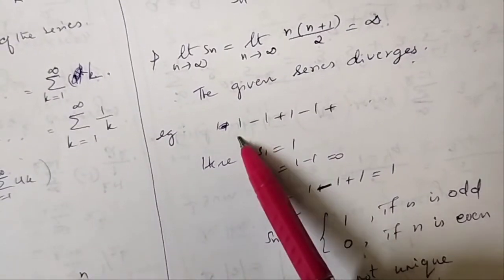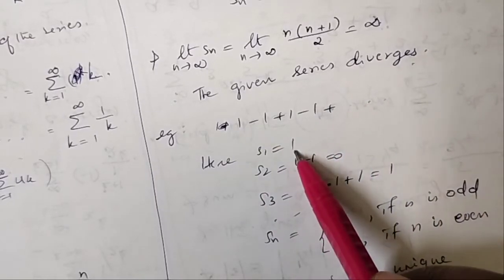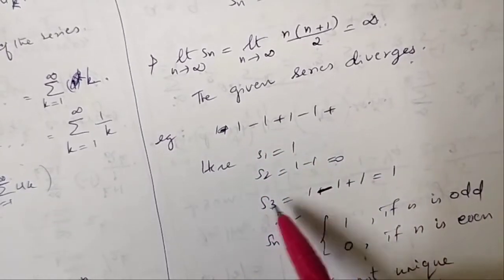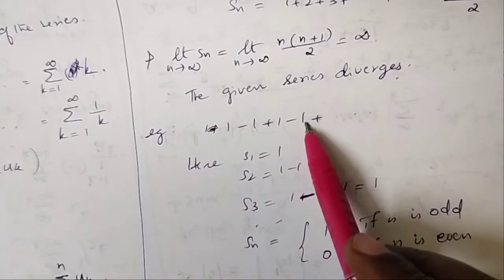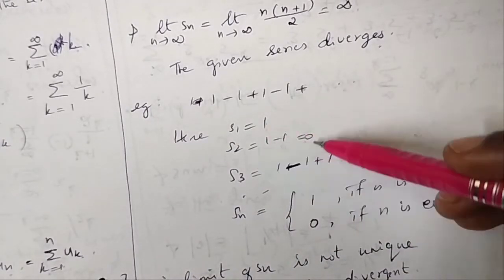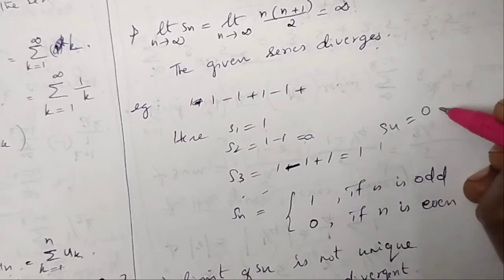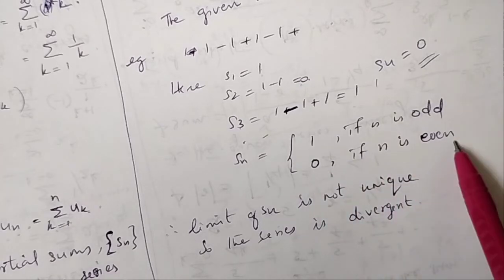Another example, 1 minus 1 plus 1 minus 1, etc. So here what is the first term? It is 1. What is the sum of two terms, S2? It is 1 minus 1, it is 0. What is S3? 1 minus 1 plus 1, it is 1. What is S4? 1 minus 1 plus 1 minus 1, it is 0 itself. Okay. So what is Sn? Please check this: S1 is 1, the sum of one term. Two terms is 0, three terms 1, the sum of four terms 0. Okay, so Sn is 1 if n is odd and it is 0 if n is even.